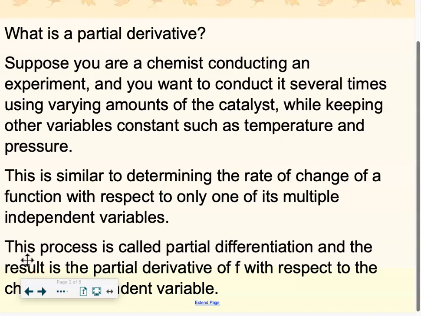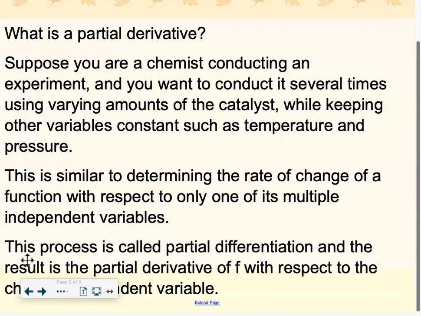So suppose you're a chemist conducting an experiment and you have some catalyst, and you're going to change the amount of this one catalyst and keep everything else constant to see how it affects the experiment. So it's similar to finding the rate of change of a function with respect to one of the variables, and you just treat all the other variables as constants. Even if you have 20 variables, in a partial derivative you're just looking at one of them, treating all the rest as constants and holding them constant while you focus on this one variable.